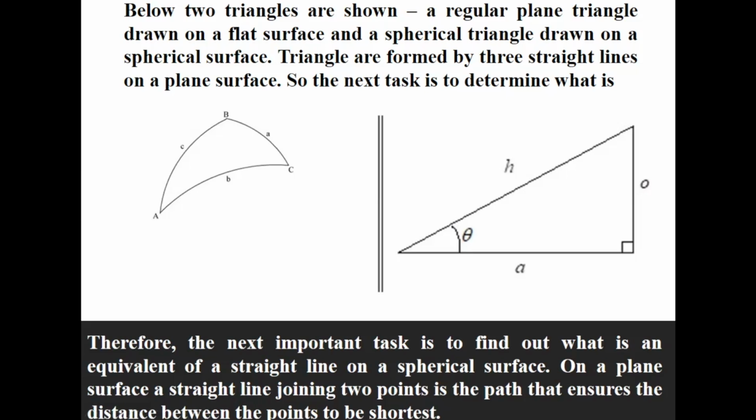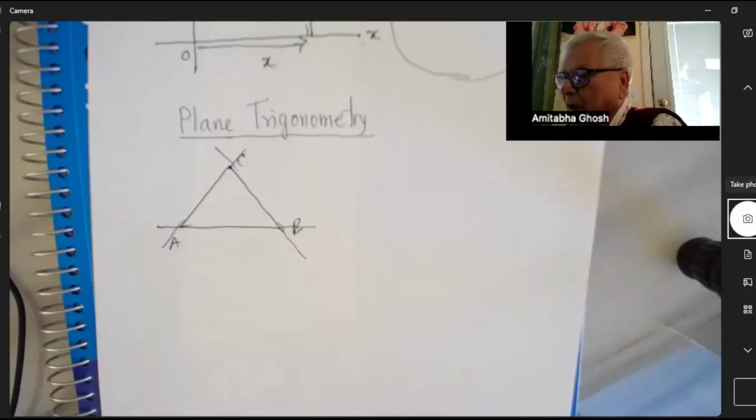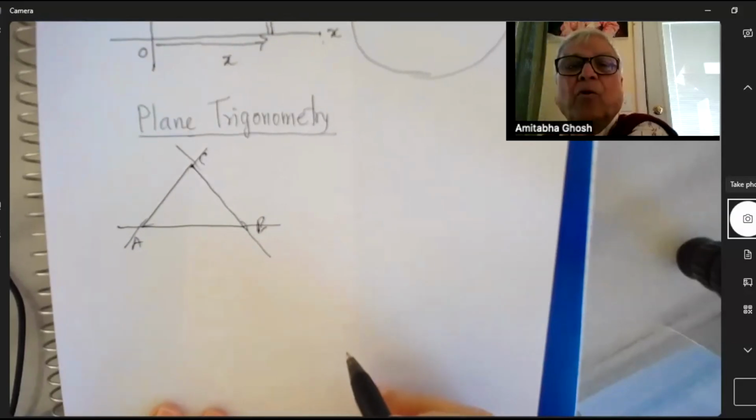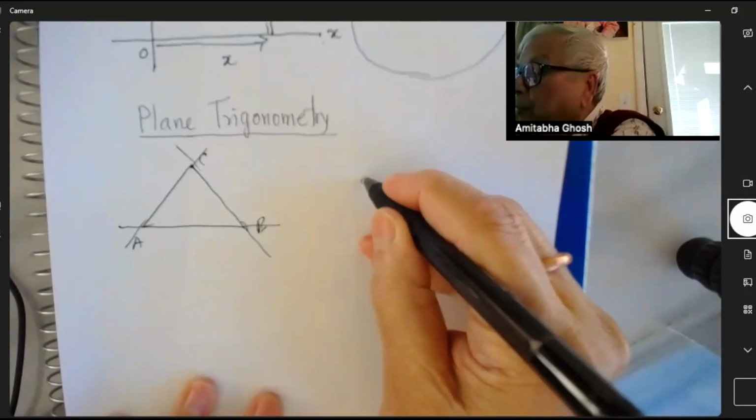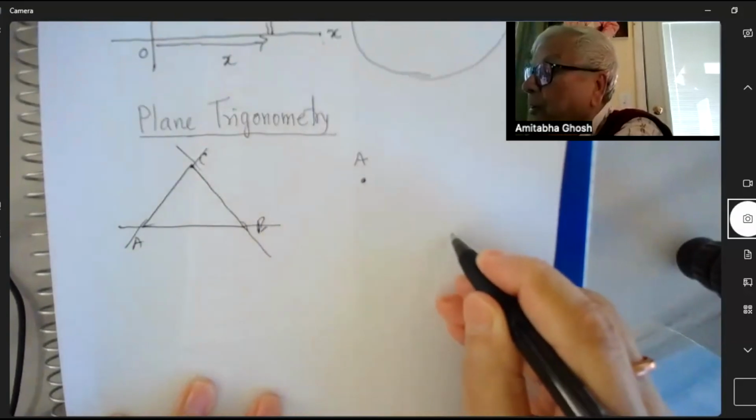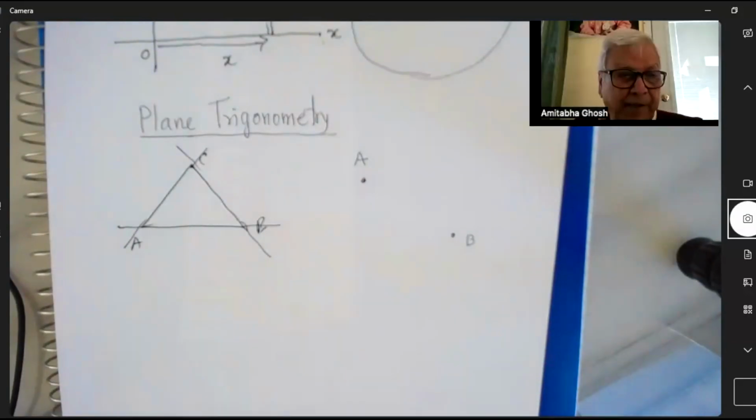So, now when you draw a triangle like this on a spherical surface, they have to be straight lines, or the equivalent of straight lines on a spherical surface. So the first thing will be, what is a straight line on a sphere? Now, in case of a plane, when you consider a straight line, how do you define a straight line in the normal plane surface? This is a point A, this is a point B. How do we define a straight line?